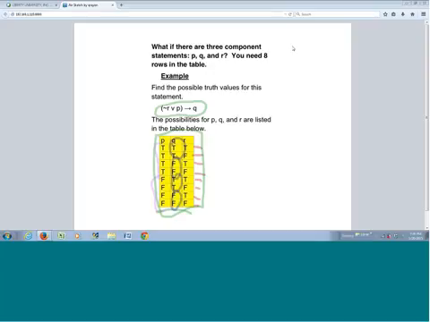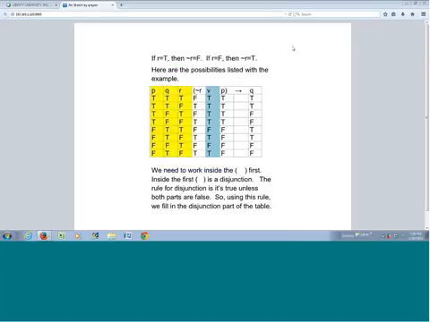So the P's are in groups of 4, the Q's are in groups of 2, and then the R is just every other one. And if you just do that every time, then you'll get all the possibilities and not miss anything. But you have to make sure you have the 8 rows. So what we're going to do with this is just like before, write the possibilities and then the example.